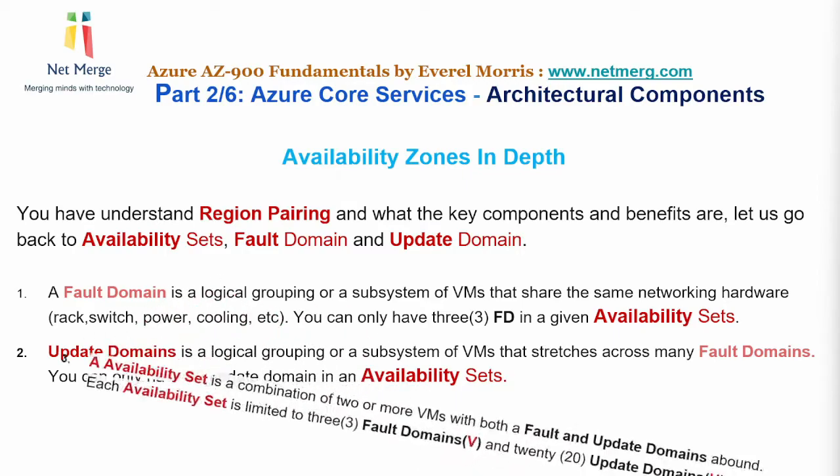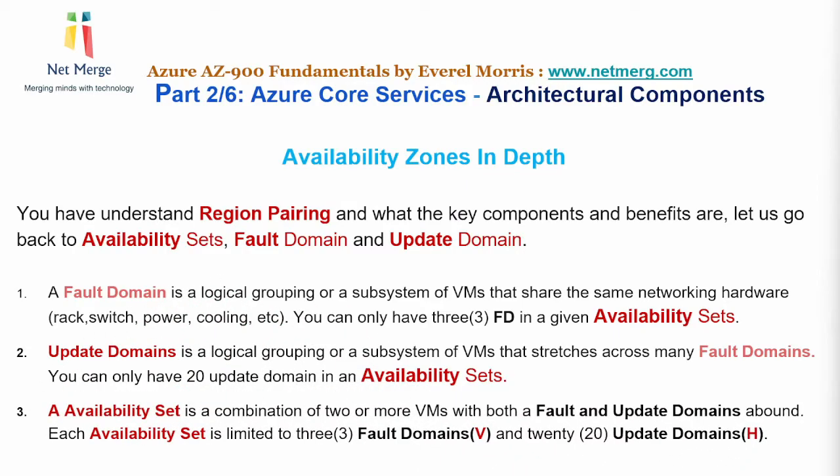Now let's put it together and look at it. An availability set is now a combination of 2 or more virtual machines with both a fault domain and an update domain bound to each availability set. And again, the availability set can only have 3 columns or 3 fault domains and 20 rows; it cannot have more than 20 update domains.